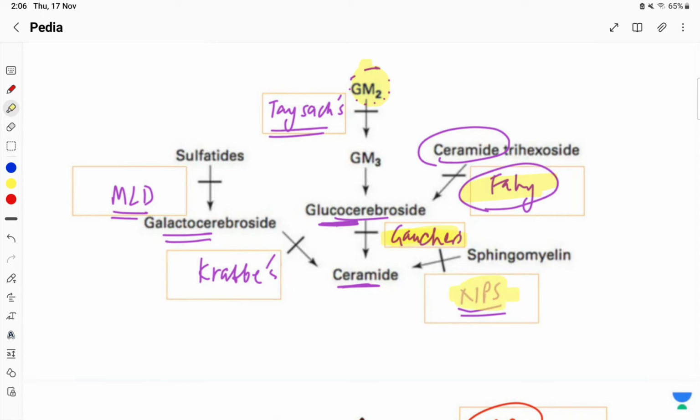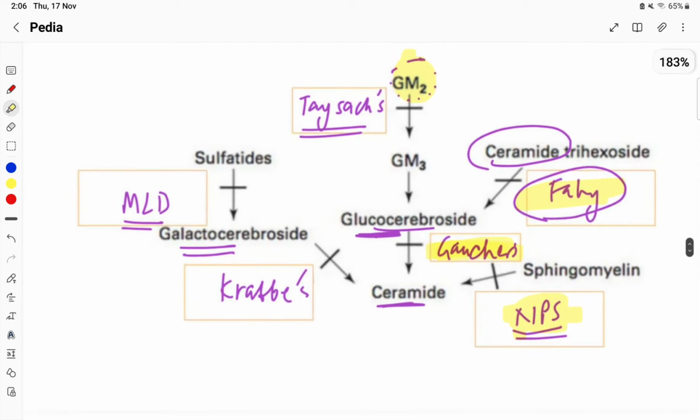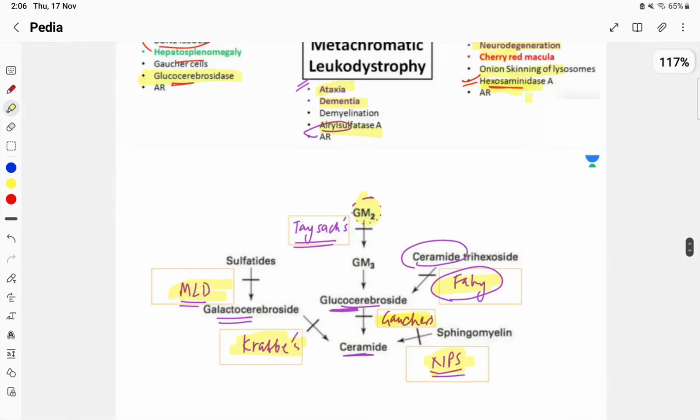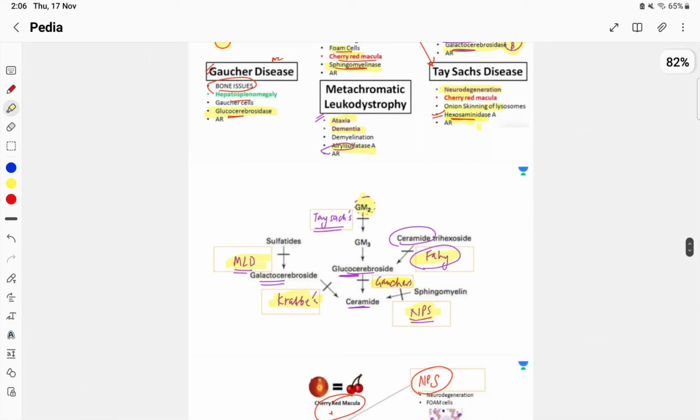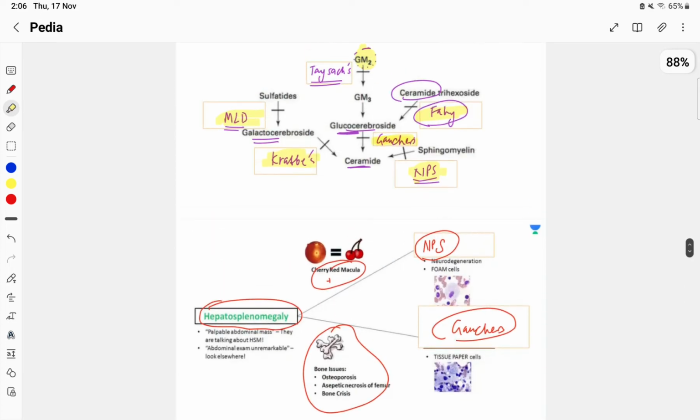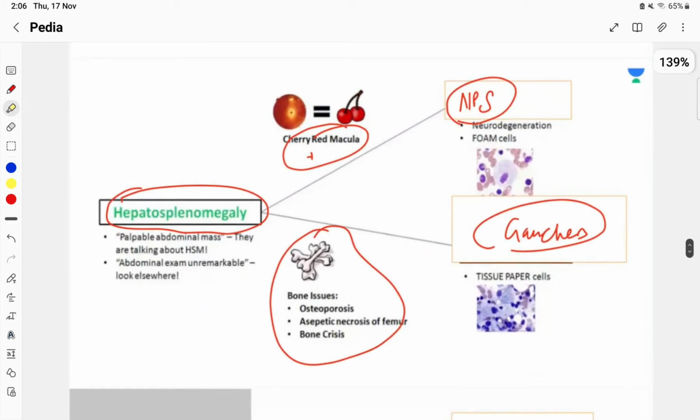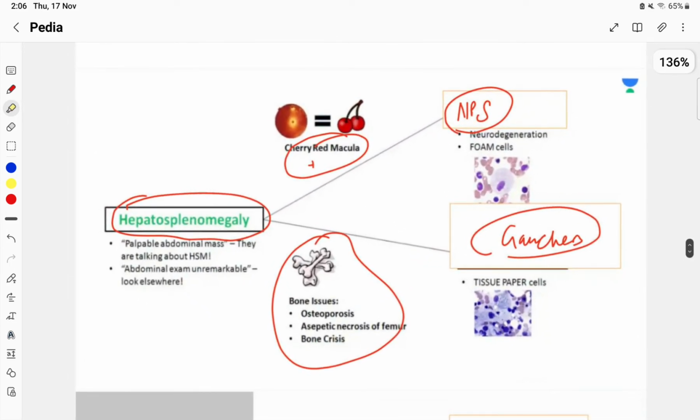Sphingomyelinase deficiency: Niemann-Pick. Sulfatides, arylsulfatase, galactocerebrosidase: Krabbe, out of this galaxy. That is galactocerebrosidase. Here this is this, here this is this. Now see this. This is a similar thing, but it is just mentioned in another form.